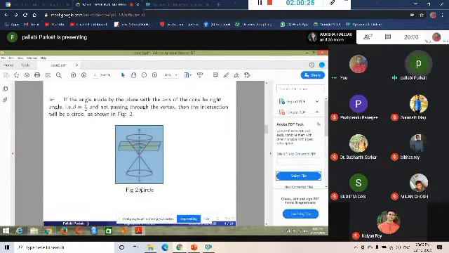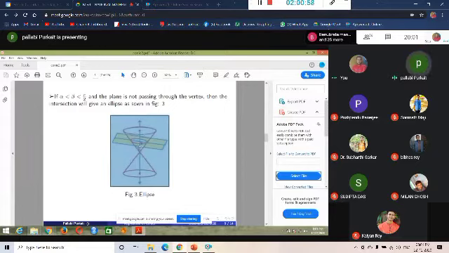Now, how can I get different types of conics? Suppose the angle made by the plane with the axis of the cone is a right angle. That is, suppose that angle is beta, and beta is pi by 2, and the plane is not passing through the vertex, because if it passes through the vertex, then we get only one point, which will be my vertex. Then the cutting section will be a circle. From this picture you can see it.